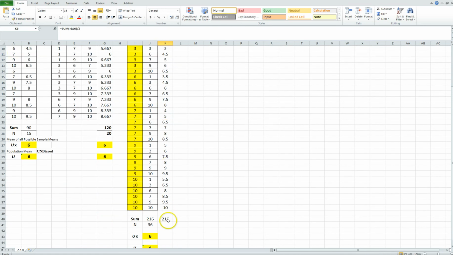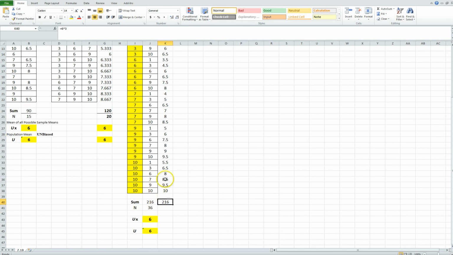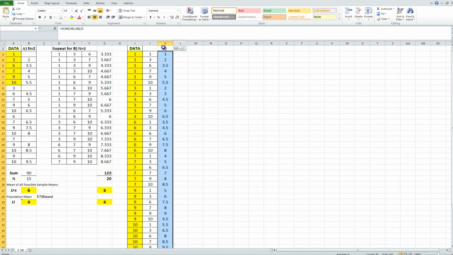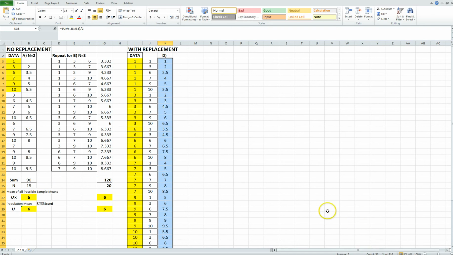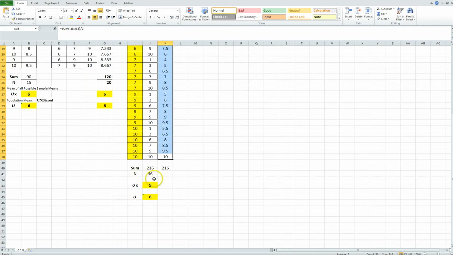So the math is the same. We have a sum of 216, which can also be done factorially: 6 to the 3rd gives you 216 as well. There are 36 records here, and you can see that count down below, which gives us a mean of all possible samples of 6 again, the same as the population mean of 6. So again, this is an unbiased sample. That's it.